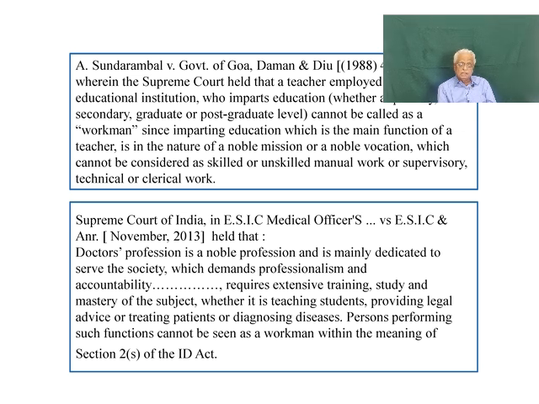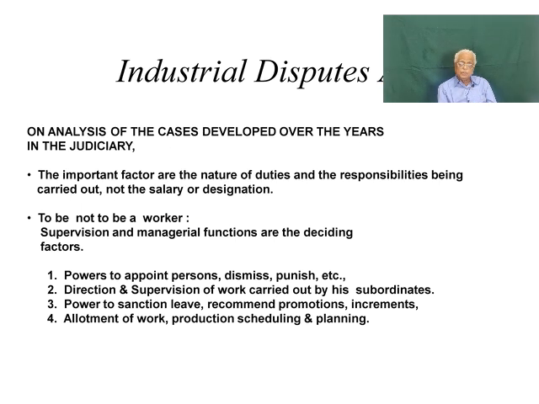So here the important thing, just keep it in mind, is that he has powers to appoint persons, dismiss, punish, and direct and supervise the job. This is most important. Direction and supervision of work carried out by subordinates, power to sanction leave, control, etc., and give reports against the management for any kind of disciplinary activities, all these things. Then he maintains production, demands production, manages. These are the set of formulae to decide who is a workman. So please bear it in mind. Whenever a situation comes, you have to take care of this.